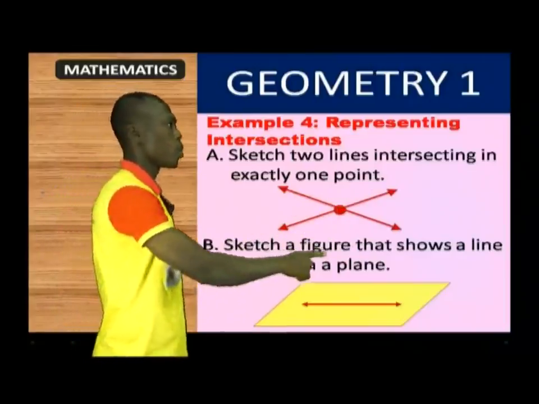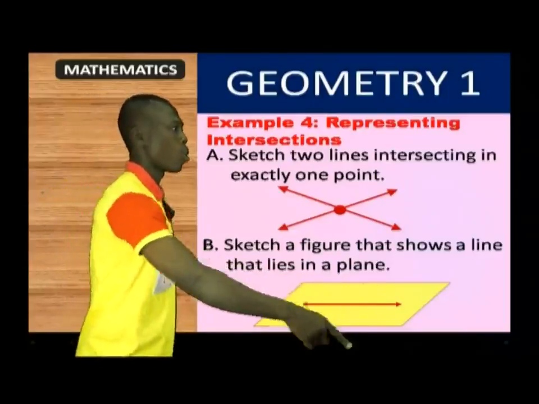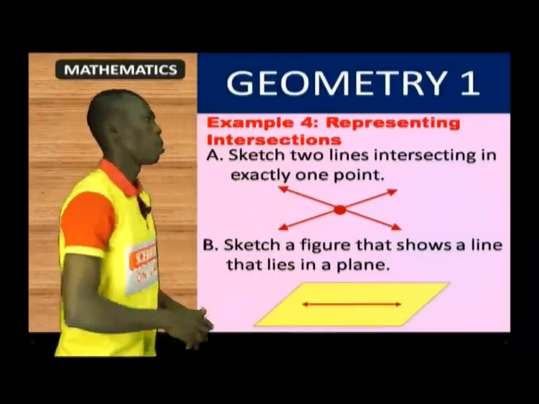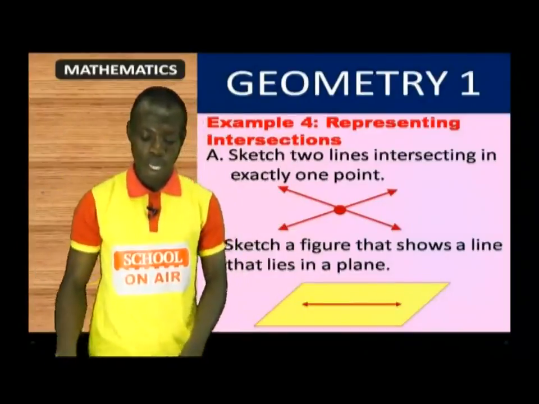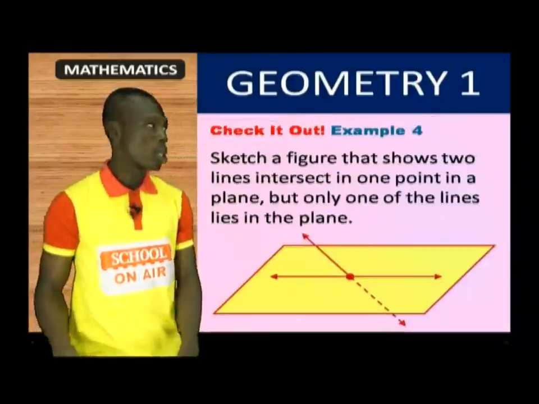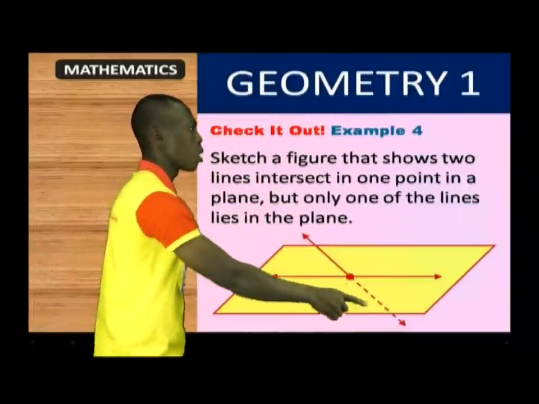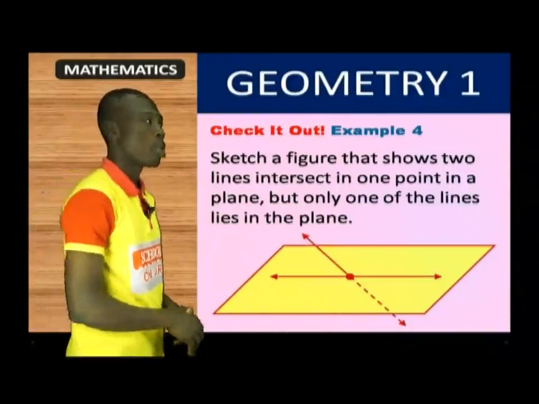And then sketch a figure that shows a line that lies in a plane. So we just have a plane. Your plane could look any way, and then you have a line there that is lying on that plane. All right, so that's just that. And you can also quickly check this one out, because I told you that you use broken lines, dotted lines, to show the hidden part of a line that is not on the plane, shown on the plane.